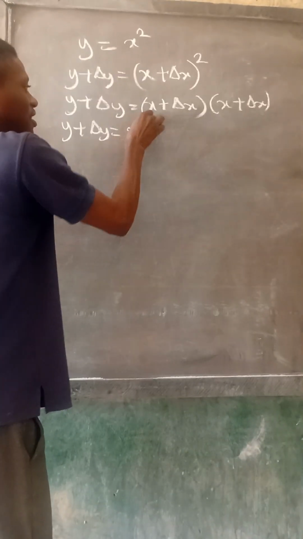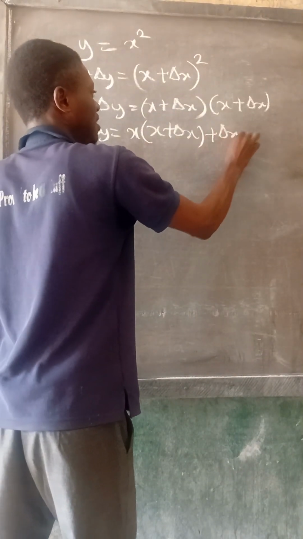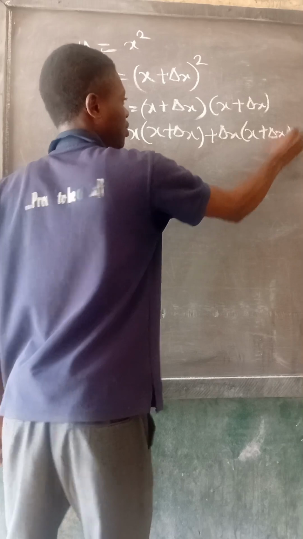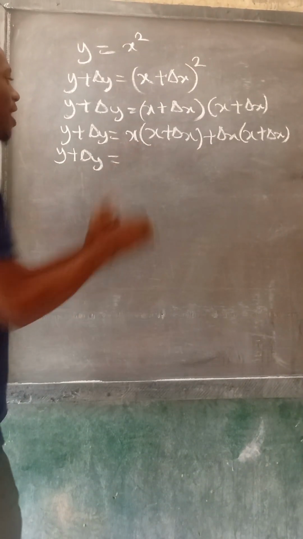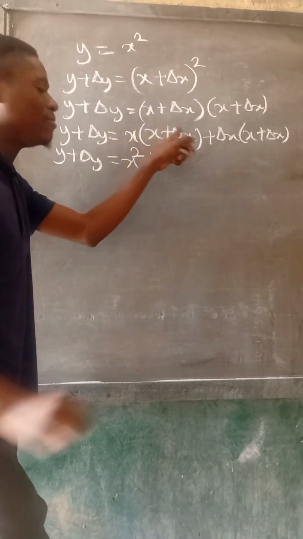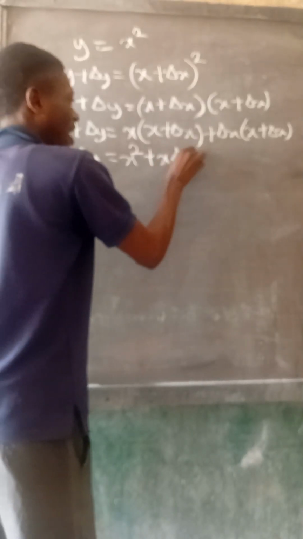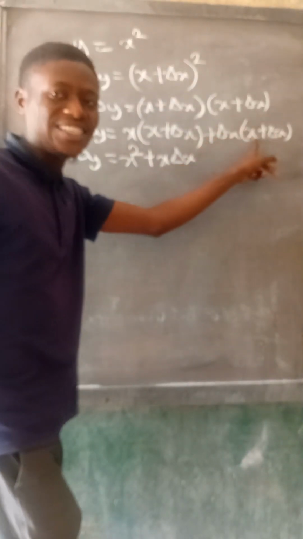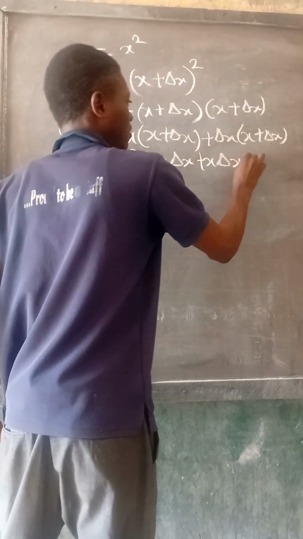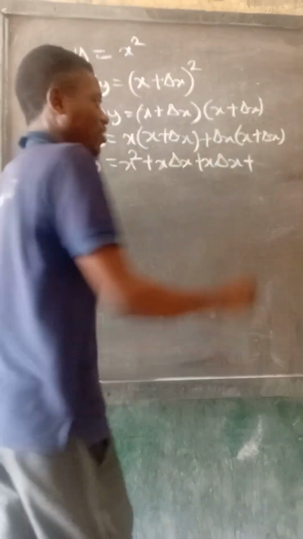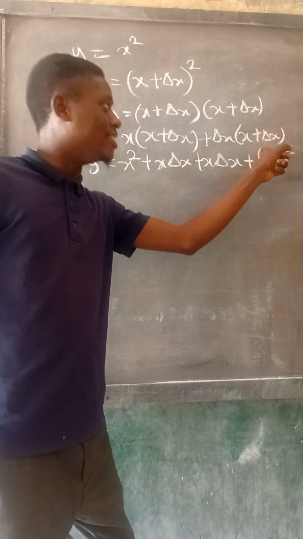So it's going to be x into x plus delta x, then this plus delta x into x plus delta x. So now we have y plus delta y equals x times x, we have our x squared. Plus x times delta x is x delta x. Then delta x times x is what? x delta x. So we have plus x delta x. Then plus delta x times delta x, which is delta x all squared. So this square is affecting both the delta and the x.